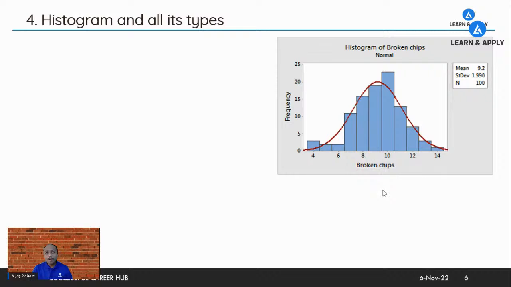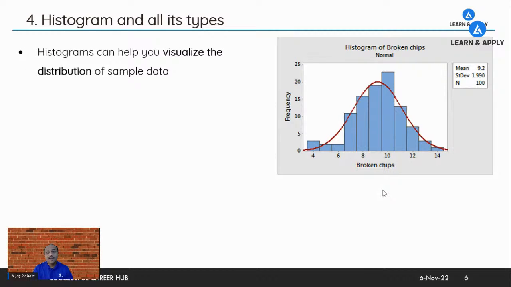The fourth one is the histogram. This is the most used tool, and I think we use this tool as soon as we collect the data. This is the first tool that we need to use because it helps you to visualize the distribution in sample data. What kind of distribution our data has, or how our data points are spread.